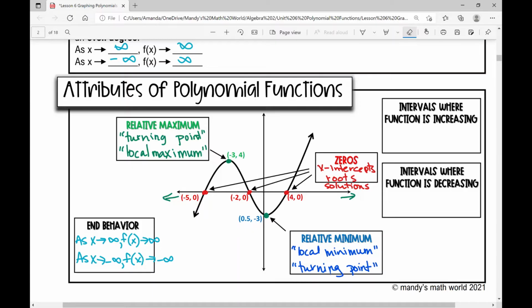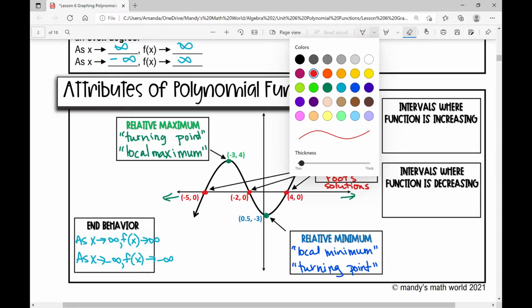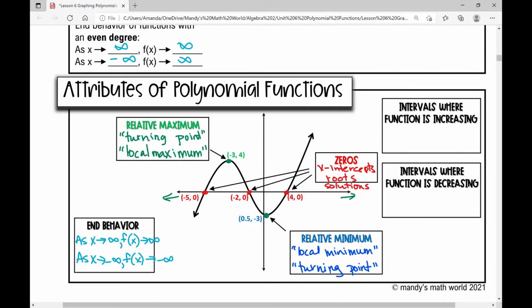So this particular function, it's a cubic, degree 3, and how many solutions does it have? It has 3 solutions, 3 roots. How many turning points does it have? It has 2. What is that relative maximum? Negative 3, 4. What's that relative minimum? 0.5, negative 3.